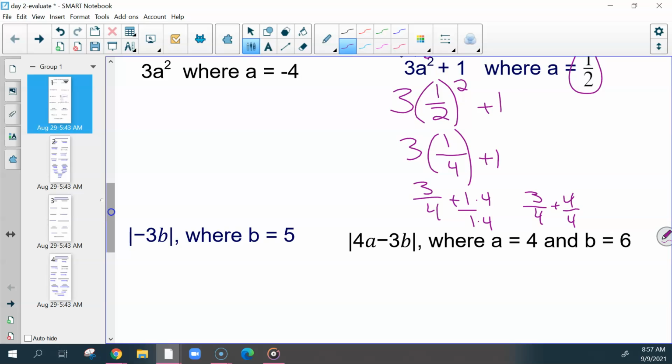Now they both have the same denominator, so I can add them together. Add just the numerators together to get 7 over 4, which is the same as 1 3/4.